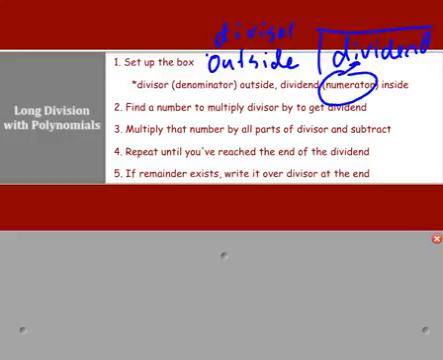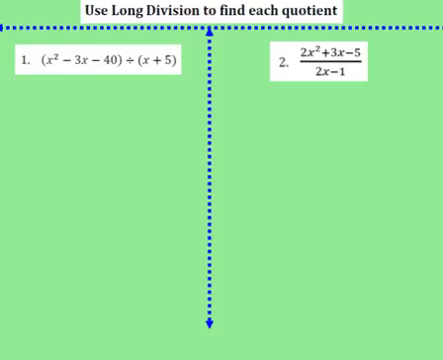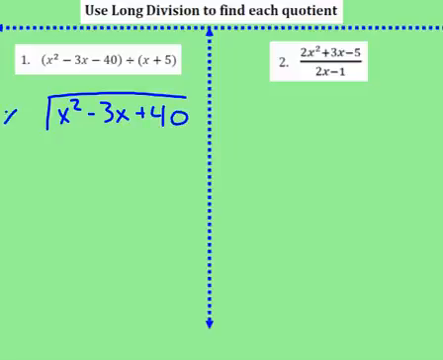So then you're going to multiply and divide by a bunch of stuff. All right? You're going to be using this with numbers. And I'm better at just showing you the examples, and I don't want to take a long time. So use long division to find each quotient. So long division is a little bit different. But we have x squared minus 3x plus 40. And then we're going to have x plus 5.